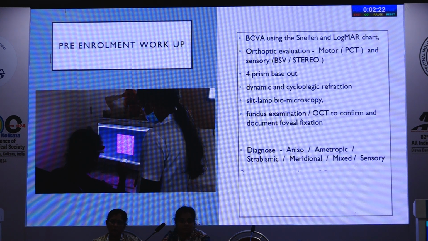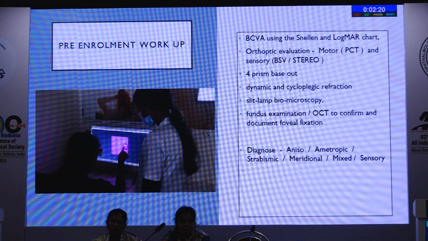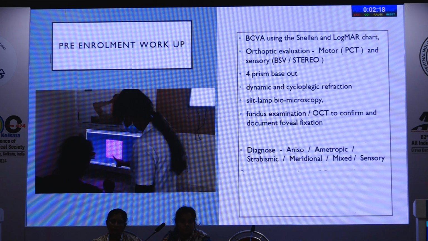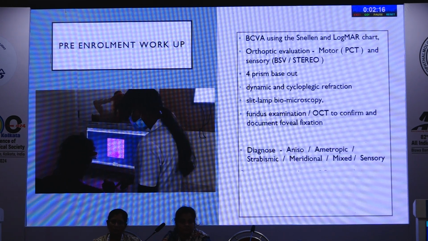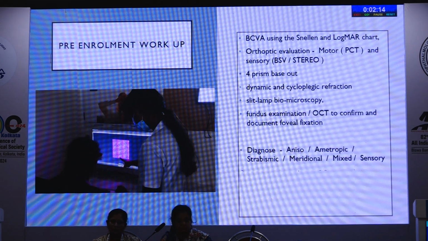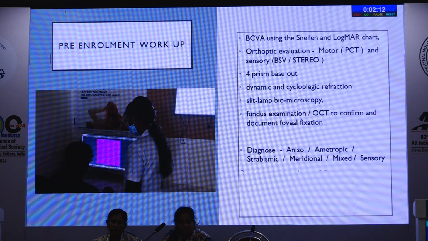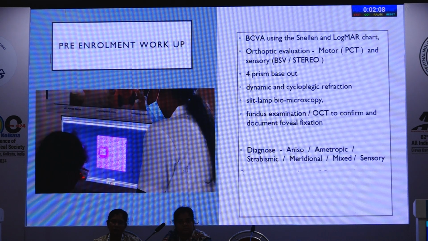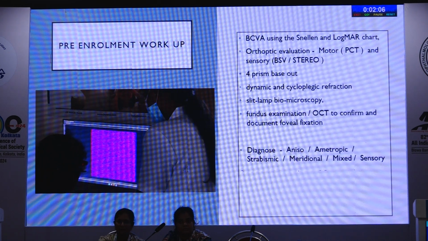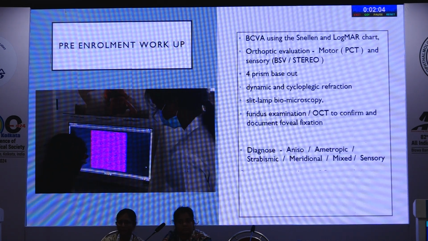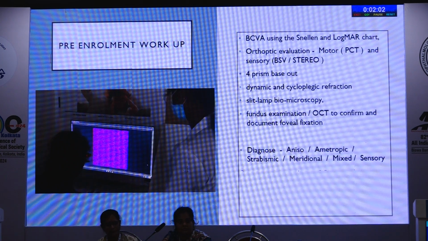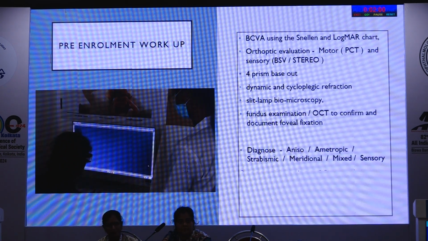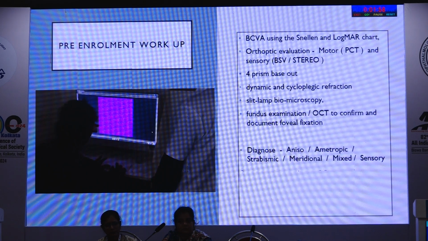So you record the BCVA using Snellen and logMAR, and you do an orthoptic evaluation, motor, sensory, all these parameters should be recorded at baseline. Do the 4 prism base out, dynamic and cycloplegic refraction, slit lamp biomicroscopy, fundus examination or OCT to document the foveal fixation, and then the correct diagnosis. It can be aniso, ametropic, strabismic, meridional, mixed or sensory groups.